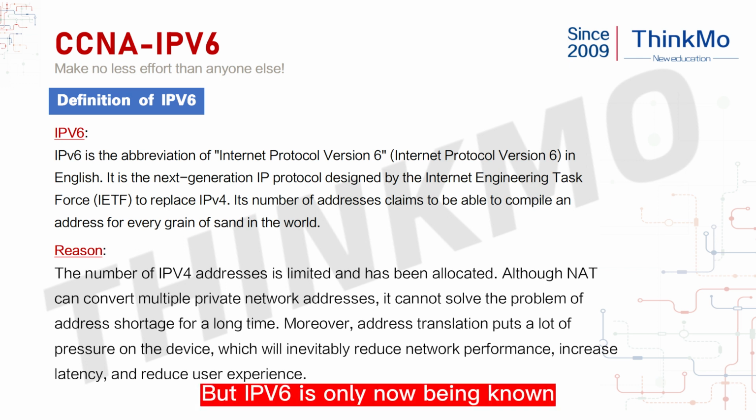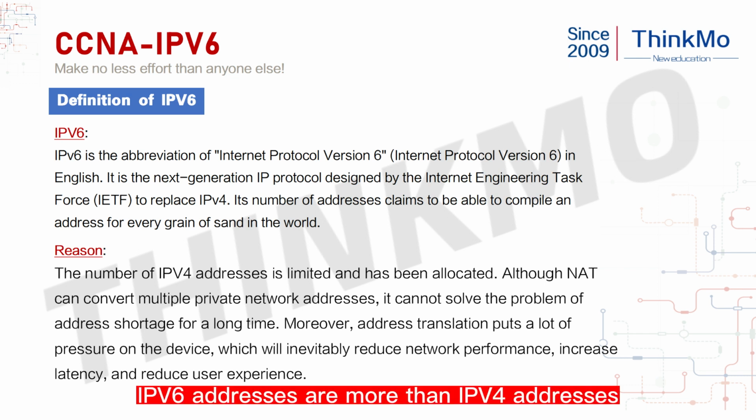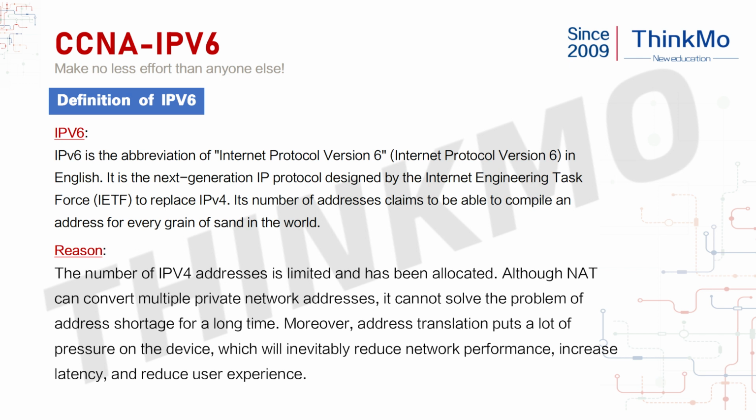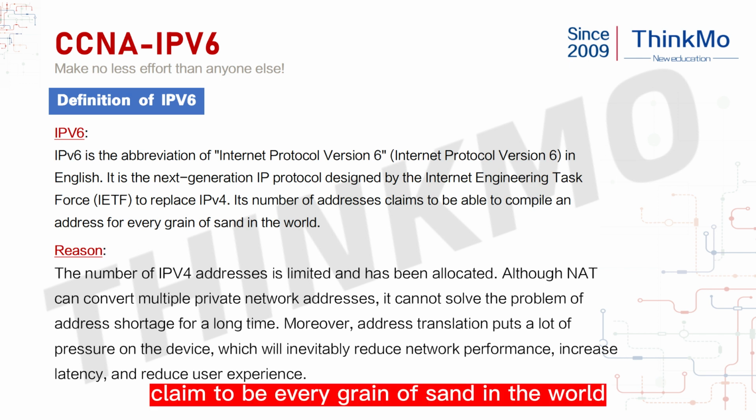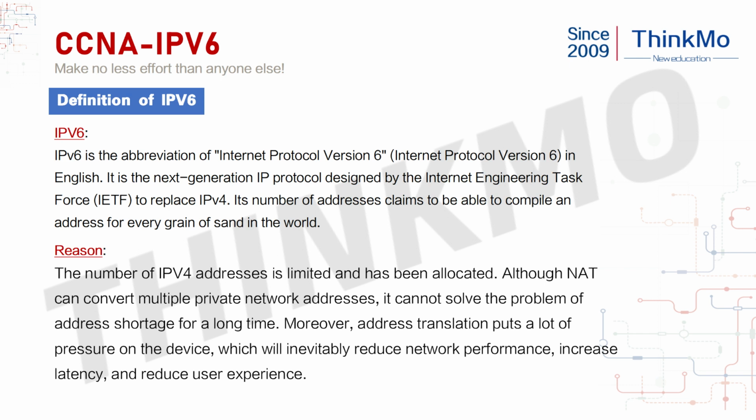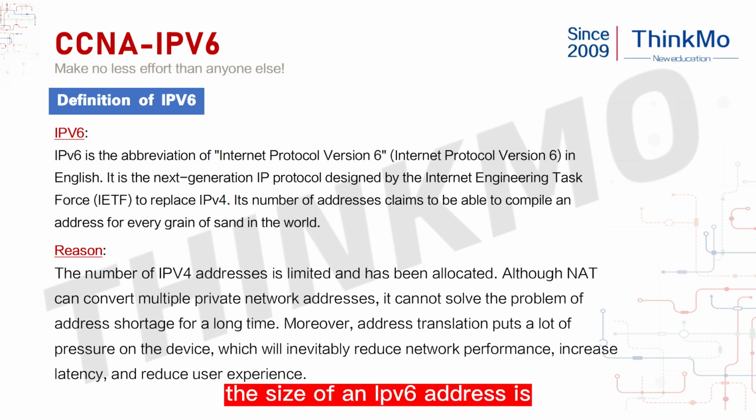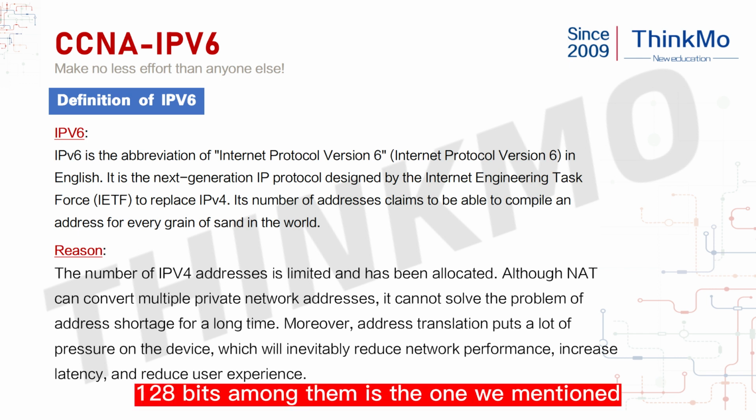But IPv6 is only now becoming widely known. Everybody knows that IPv6 has more addresses than IPv4. IPv4 is divided into 4 groups, the size is 32 bits, and each group is 8 bits. When IPv6 was designed at the beginning, it was claimed that every grain of sand in the world could be addressed. You can see how large the number of addresses is. The size of an IPv6 address is 128 bits.